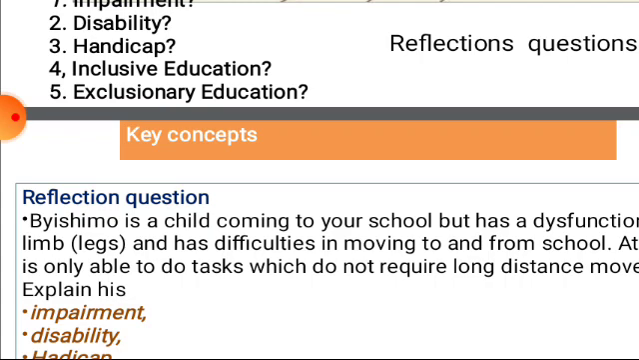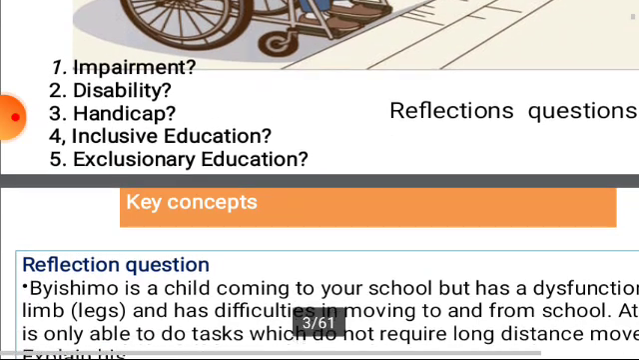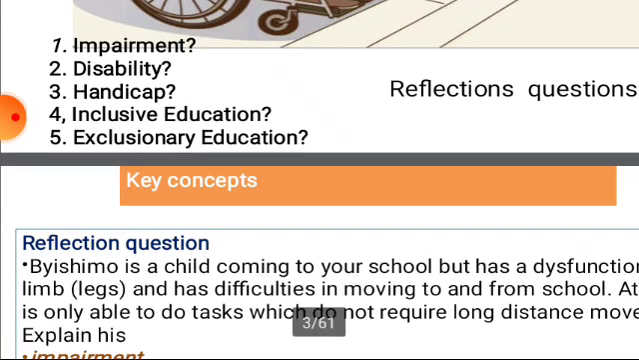So we people who are dealing with inclusive education, or simply let me say that each and every teacher must know all these points, must consider these key points, must put in practice all these concepts. That's what you must know: impairment, disability, handicap, inclusive education, exclusionary education, and other points that we will talk about in this lesson.